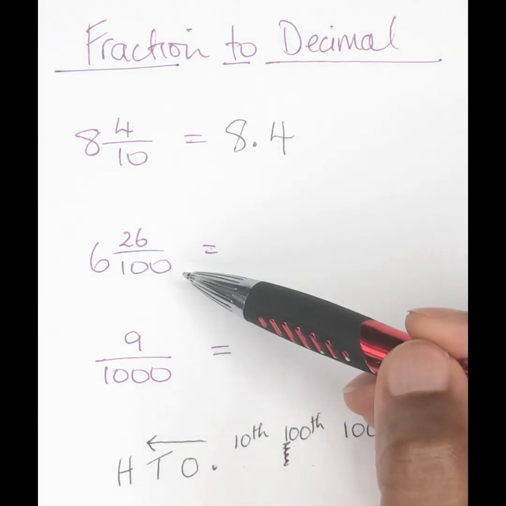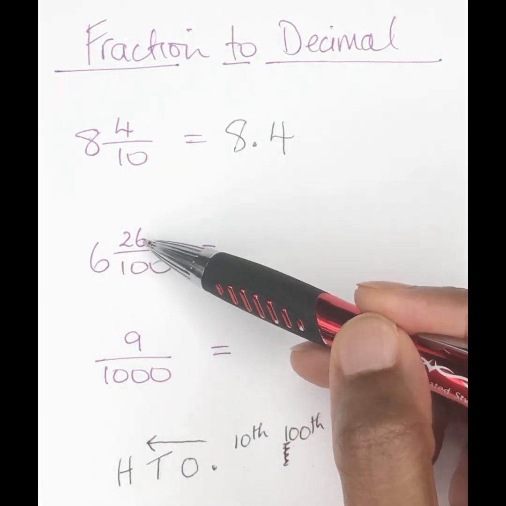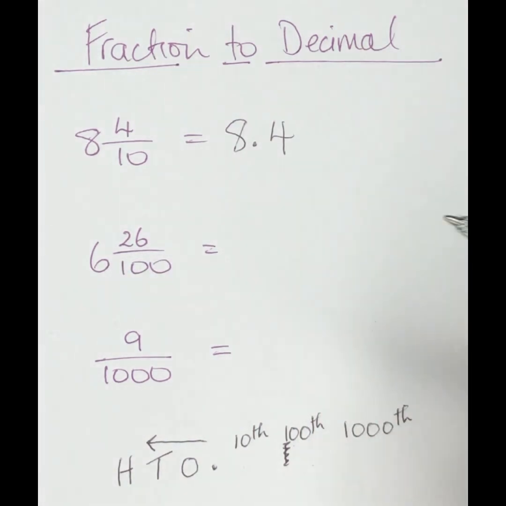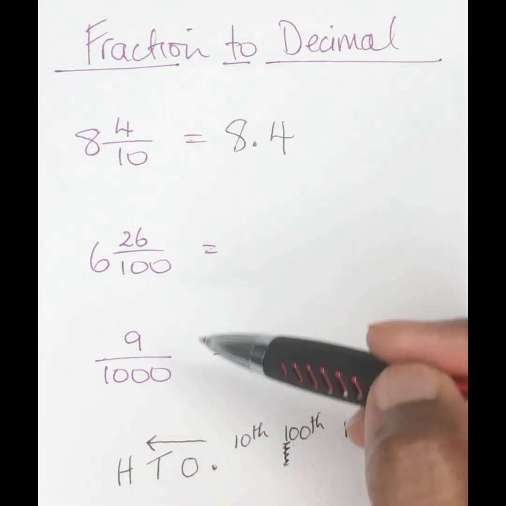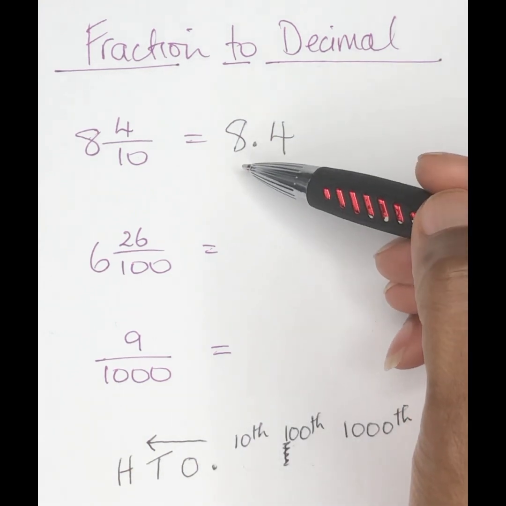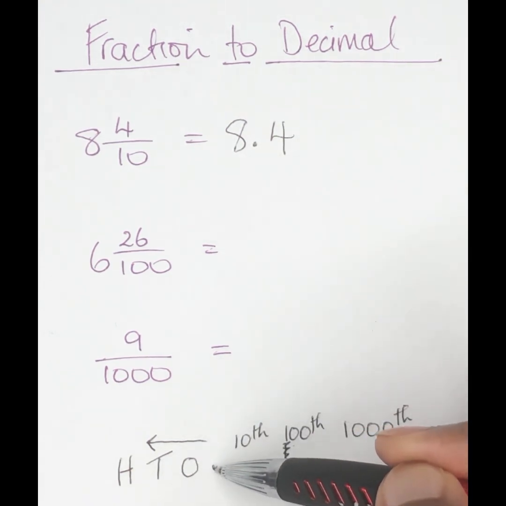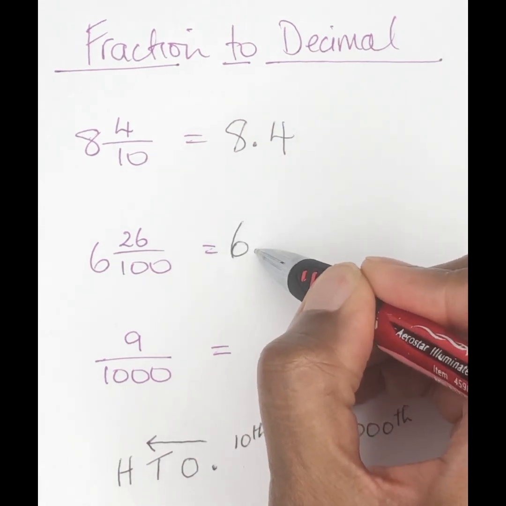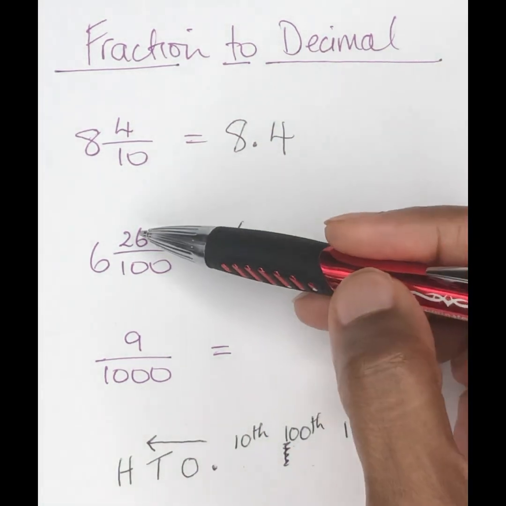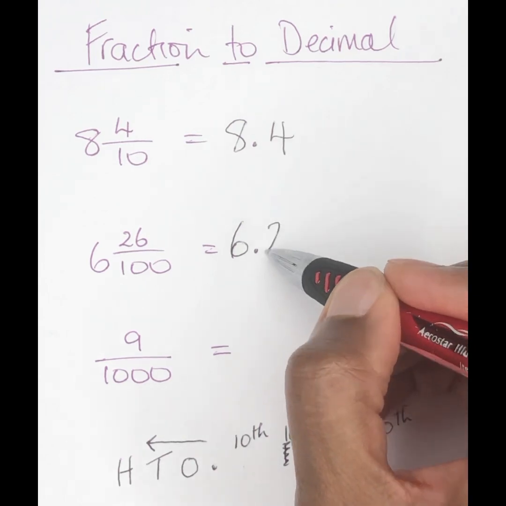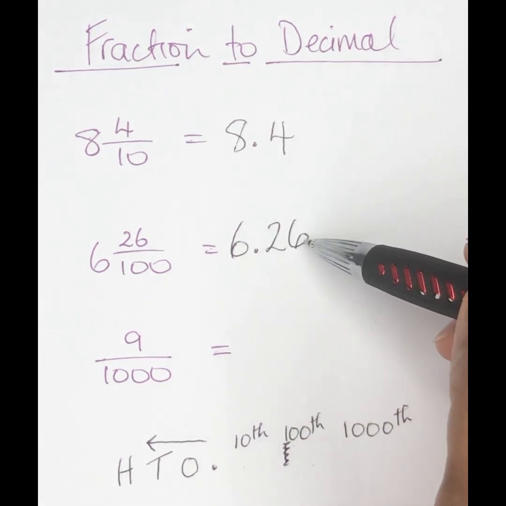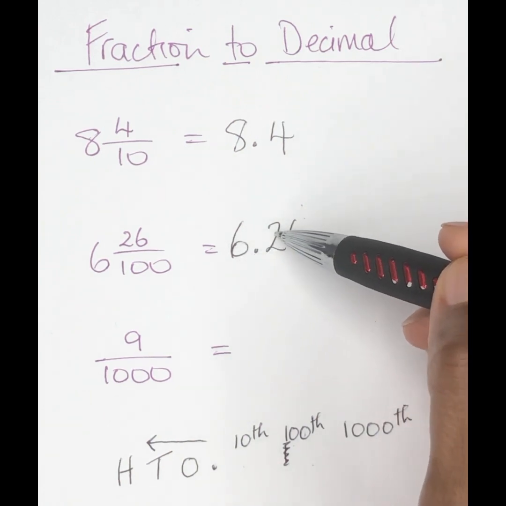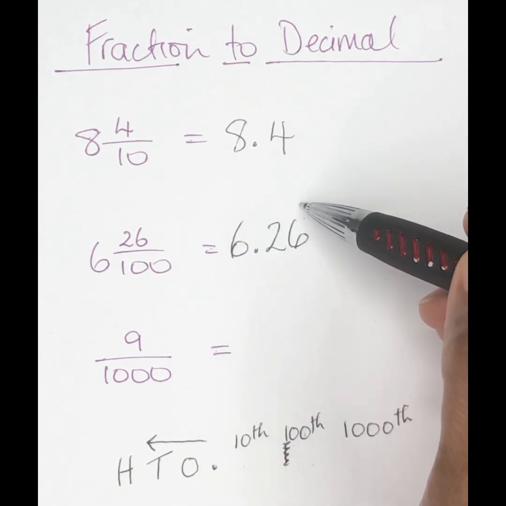All right, let's look at the next one. 6 and 26 hundredths. This is the whole number, so we don't do anything. We don't change that because that's in the ones place of the place value, before you get to the decimal point. It's a whole number. So 6 is the whole number and this is your decimal point. 26 hundredths, you're going to write 26 here because the number ends in the hundredth place. So 6 and 26 hundredths.